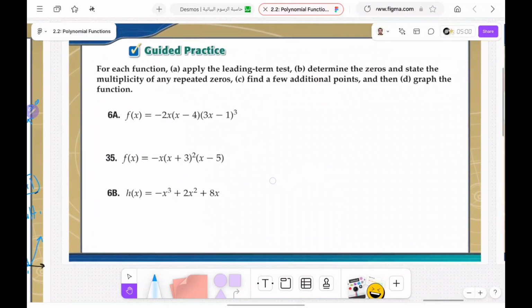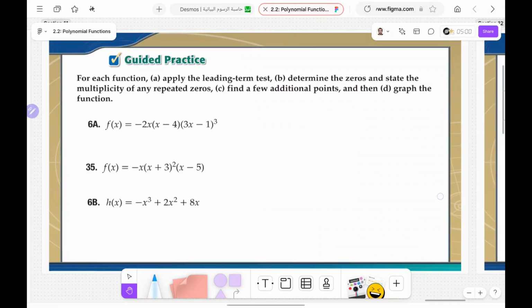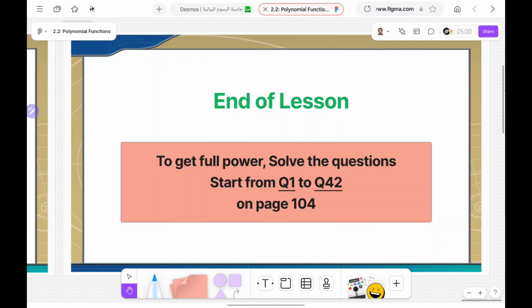Now try to do these questions by yourself. Try to graph them. You can solve it easily, and if you have any questions, please ask me. This is the end of the lesson. These are some questions. Try to solve them, or try to solve the even-numbered questions.